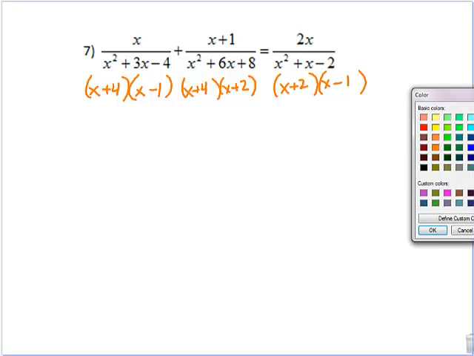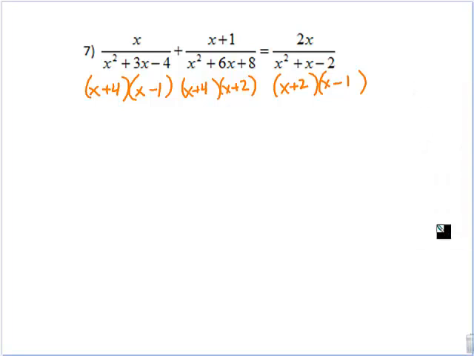So now, take a look at this. We want to make all the denominators the same. So we have to take a look at the two factors we have and what factor is missing from it that the other fractions have. So this first one, we have an x plus 4 and an x minus 1. It's missing the x plus 2. So we're going to take this one and times it by an x plus 2.